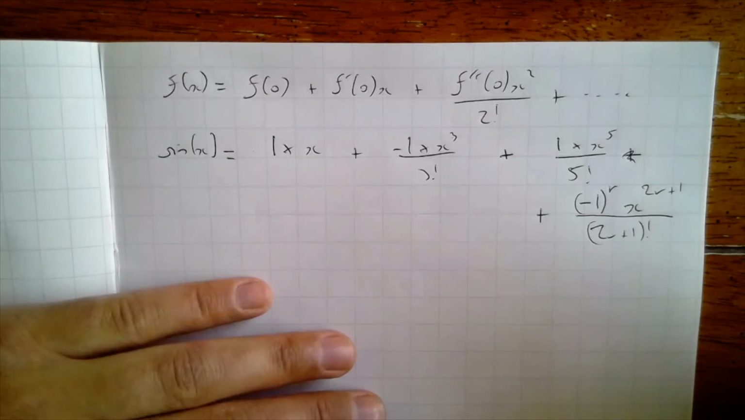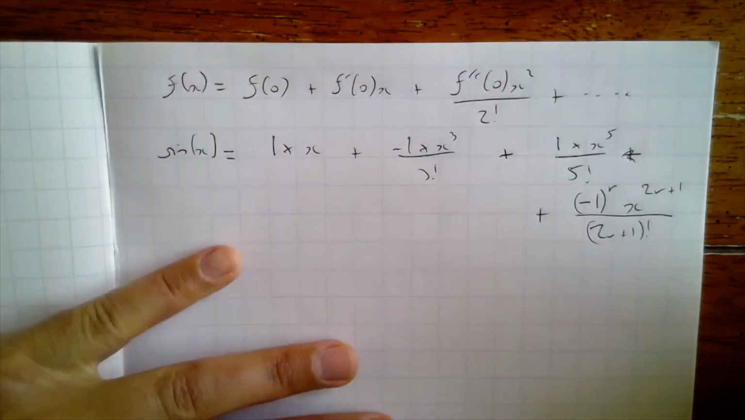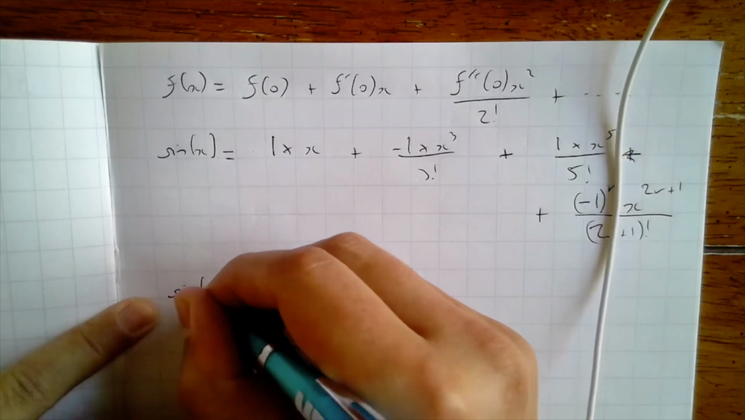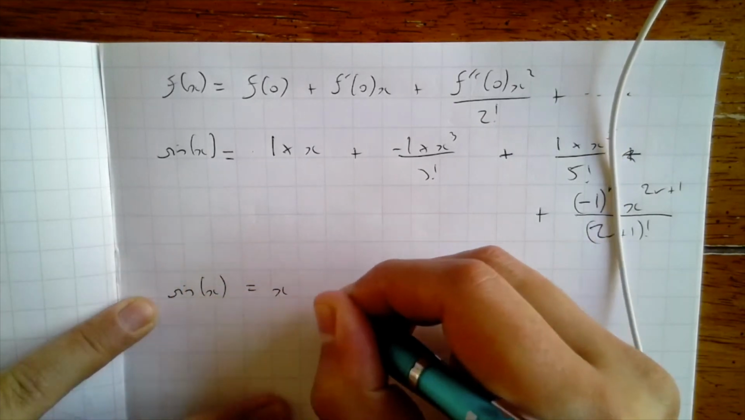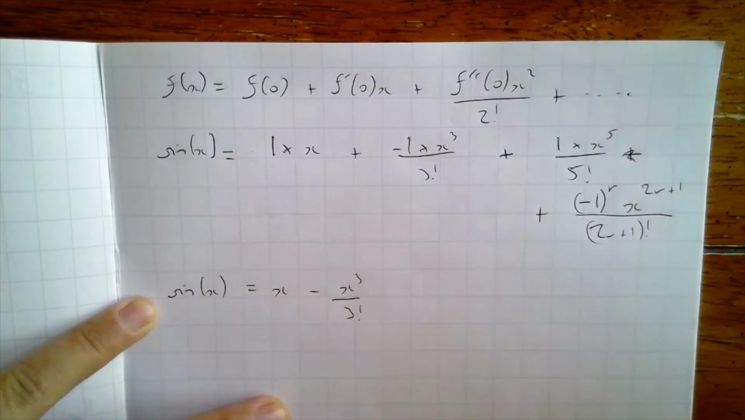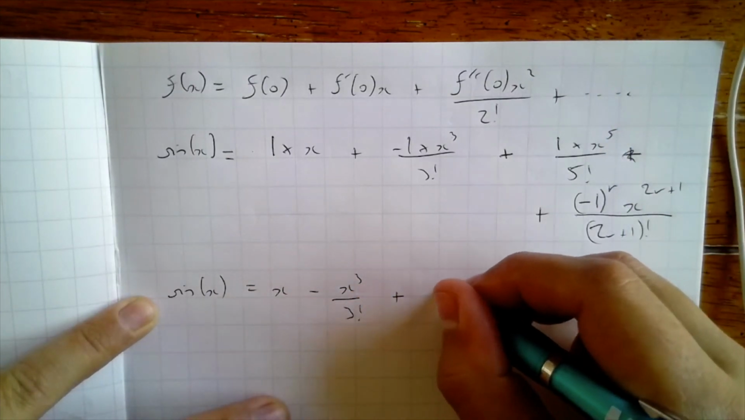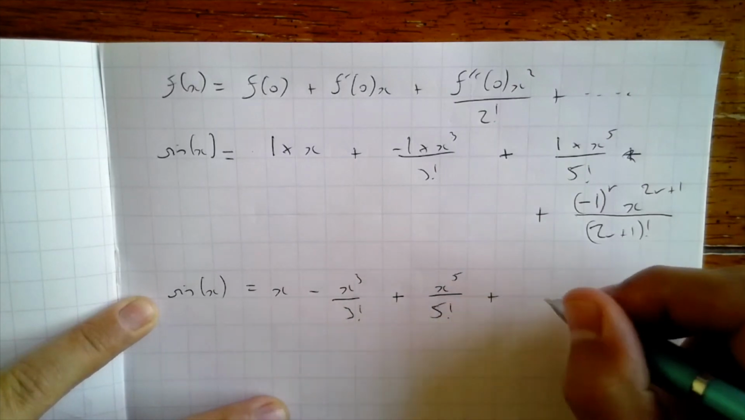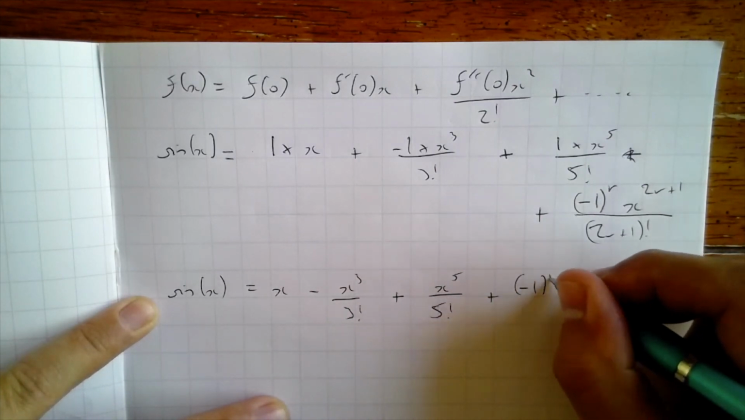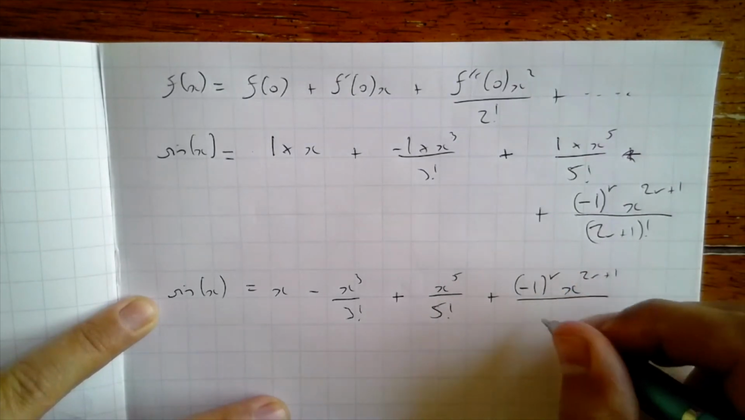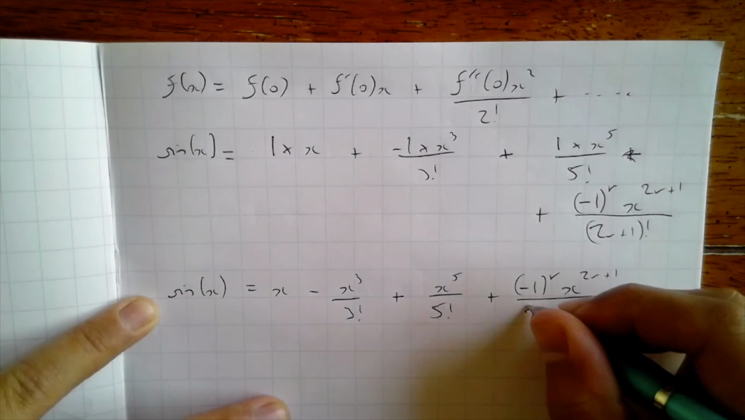So let's just tidy that up slightly. So we've got sine x is equal to x minus x cubed over 3 factorial plus x to the 5 over 5 factorial plus, in general, minus 1 to the r x to the 2r plus 1 over 2r plus 1 factorial.